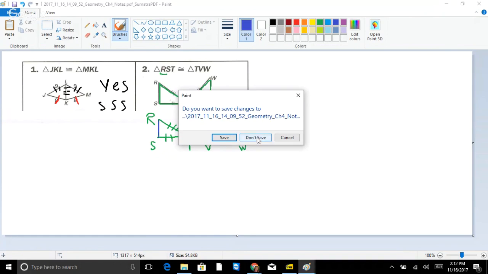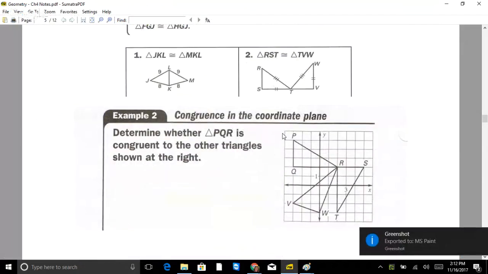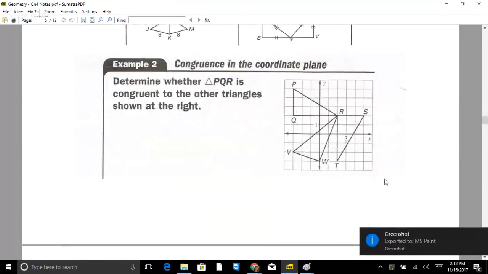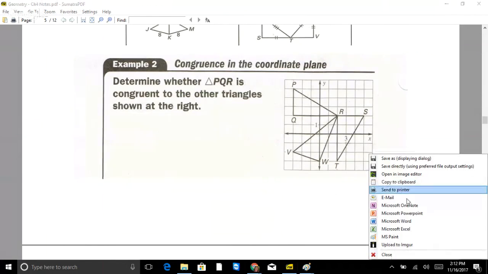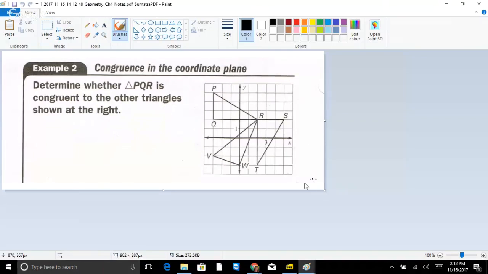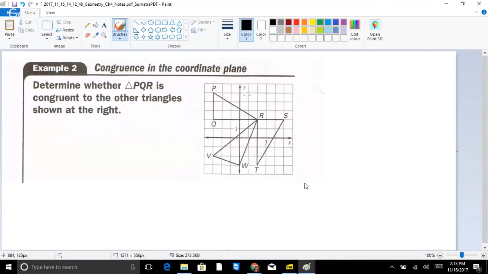One more example from this section. It's a pretty easy little section. This is probably going to be the hardest thing, and this is just because we're going to bring back in our distance formula. Okay, so remember that this is our coordinate plane, right? And each of these spots corresponds to a place on our coordinate plane. So what we're trying to do is determine whether triangle PQR is congruent to the other two triangles that are on here.